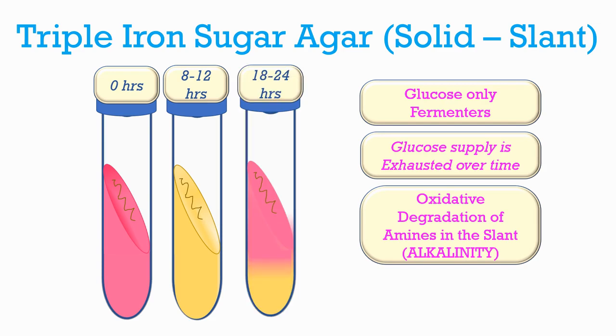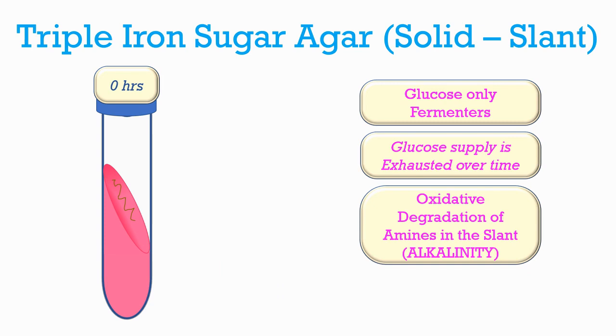The butt, however, remains yellow because there is no oxygen to support oxidative degradation of amino acids in the deep butt. Example of such a bacterium is Shigella species. That is glucose fermenter but not lactose or sucrose fermenter.